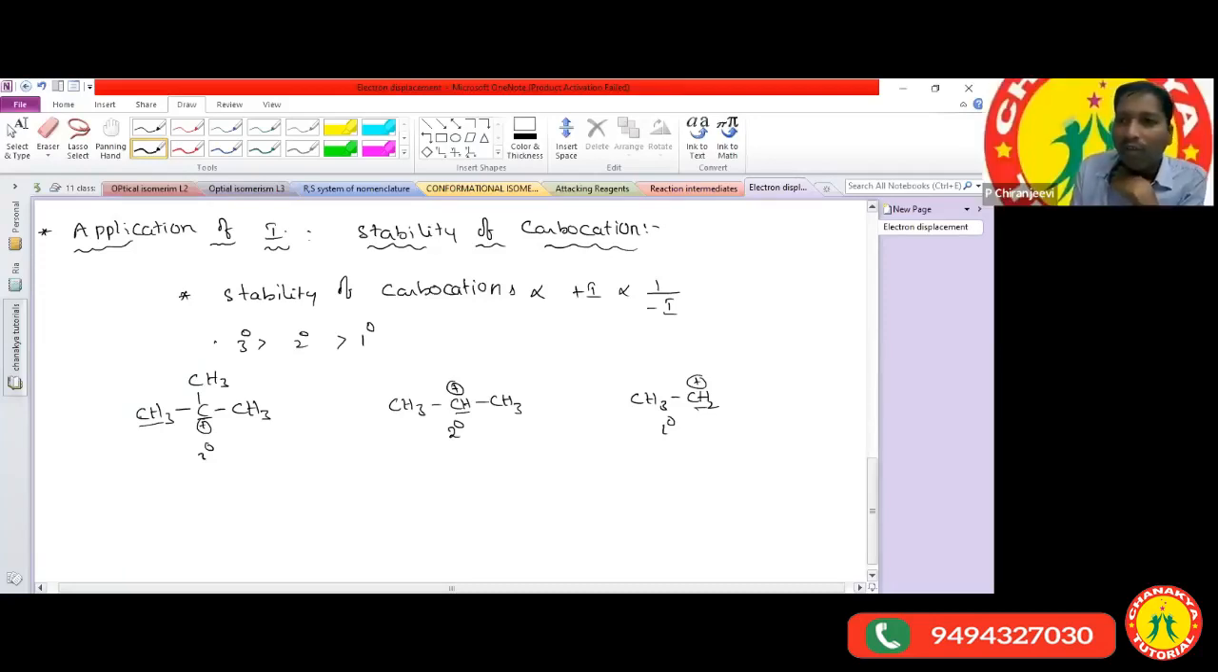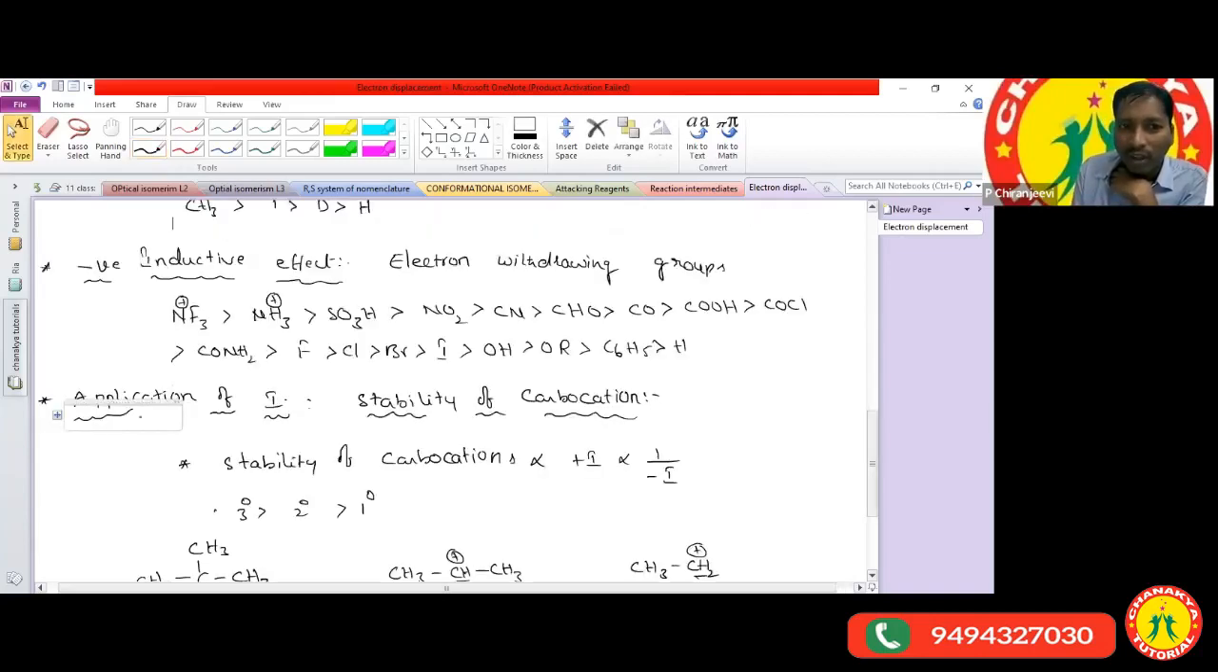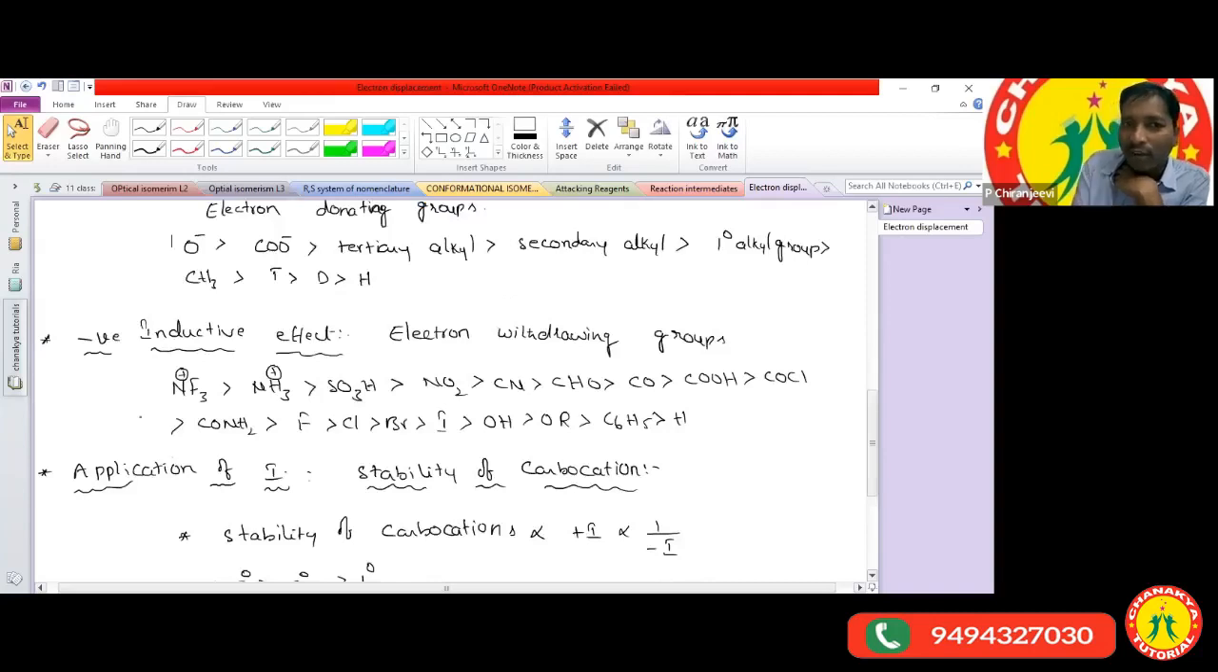Very good, Samita. For that, we have to remember this order only. We have to learn this order by heart. I gave some examples now. What are examples of the electron donating group? We can consider as electron donating groups here O minus, COO minus, tertiary alkyl group, secondary alkyl group, primary alkyl group, CH3, tritium, deuterium, hydrogen. So this order we have to remember only. If you won't remember this concept, it is very, very difficult to find out the answer.